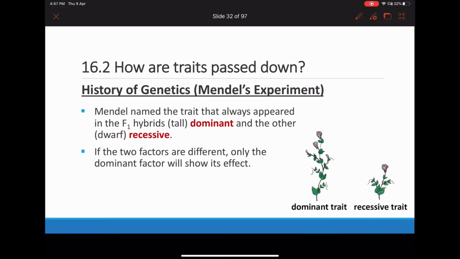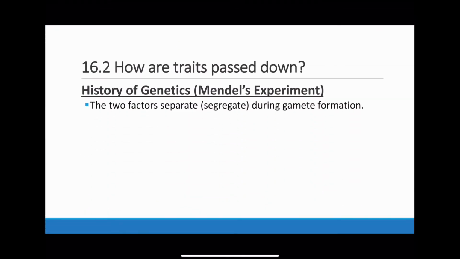Now, do take note that during Mendel's time, right, he hasn't discovered this thing called alleles. That's why he refers to them as factors. He's not too sure what exactly is the reason for this inheritance. He can deduce that there's something that is more dominant than the other one, and to him, he called them factors.